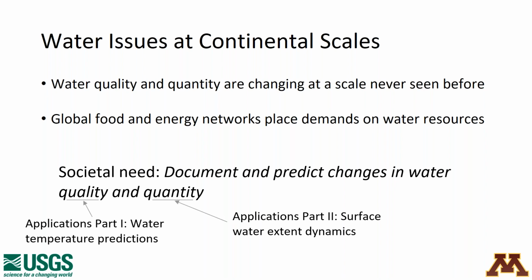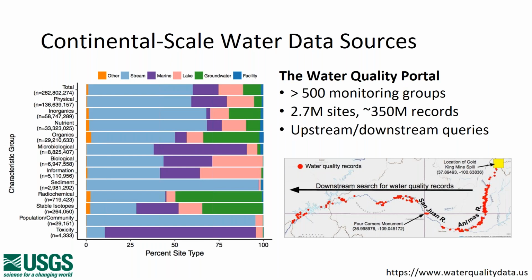So what we're doing for the remainder of this talk is splitting it in two parts. We're going to focus the first half on water quality itself, with an application that focuses on water temperature predictions. And then the second half will be a quantity aspect, looking specifically at surface water extent dynamics. That's where Vipin and I will split and hand off between those two.